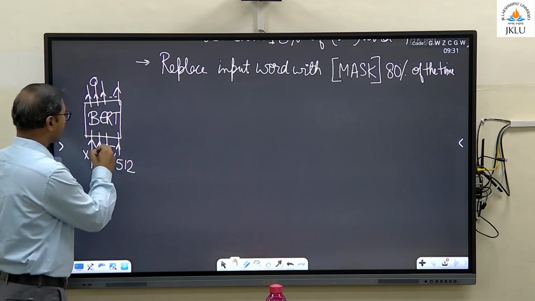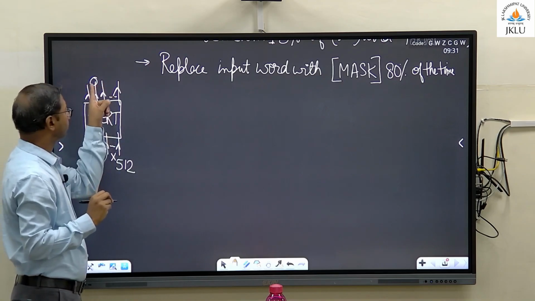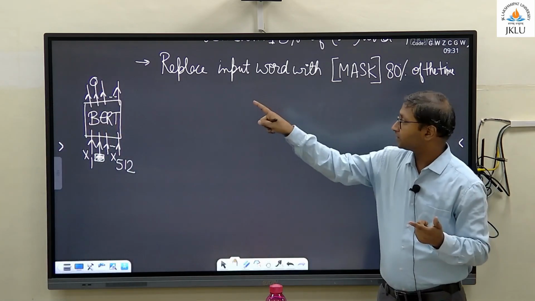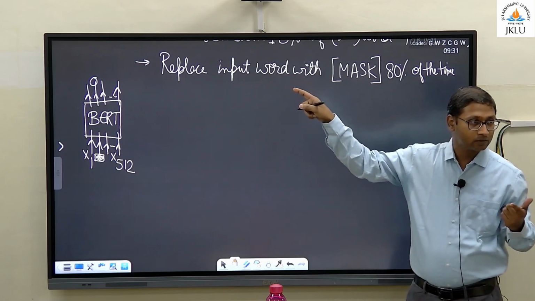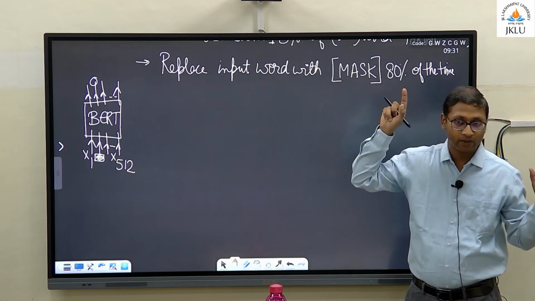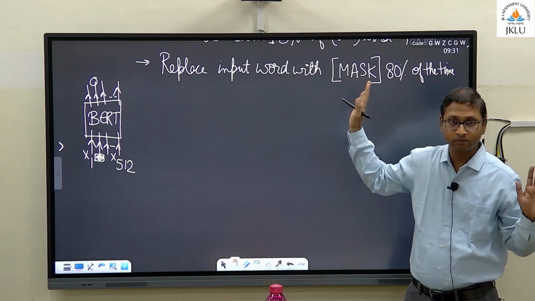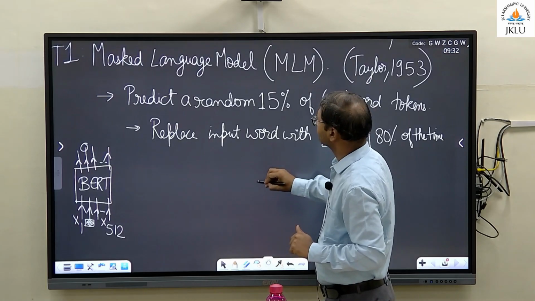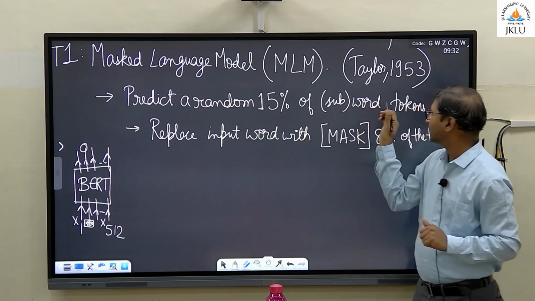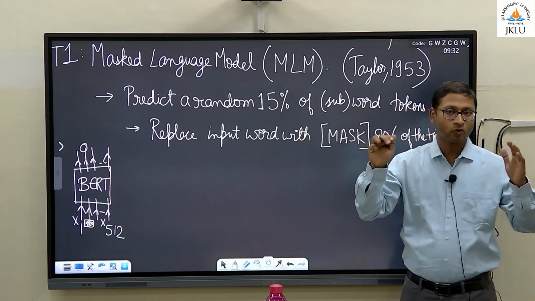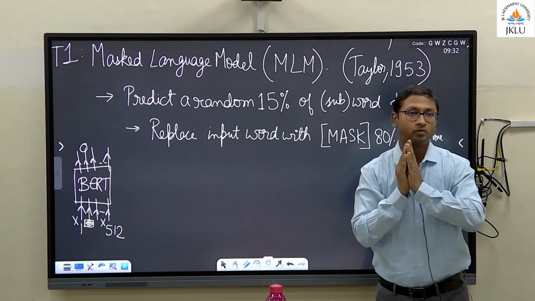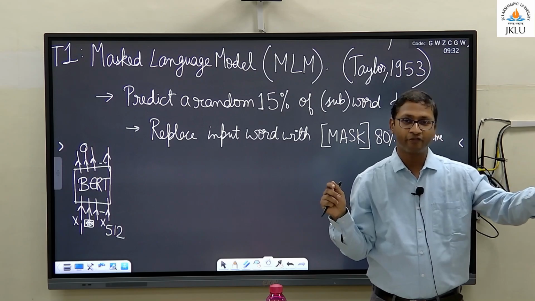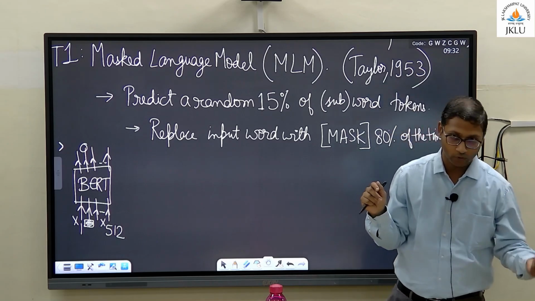So you are supposed to predict this one. You are supposed to give me word embeddings. I am trying to figure out which word belongs there. Okay, make sense, this whole thing? Now the question is, predict a random 15% of the tokens. So if you have 1 billion words, you are going to predict how many? 150 million.